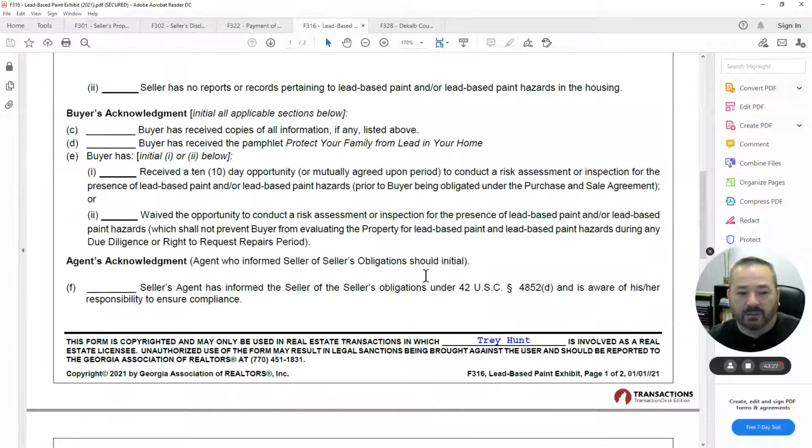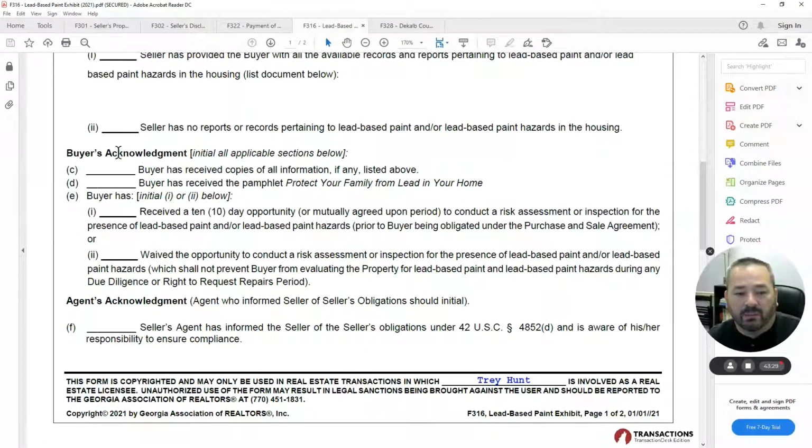Then we have our buyer. So the buyer needs to initial all applicable sections below. And there's 3 places that the buyer needs to initial. 1, the buyer has received copies of all the information, if any, listed above. So they didn't have any reports. Yep, we got no reports. They did have reports. Yes, we got the reports. We're initialing line C.